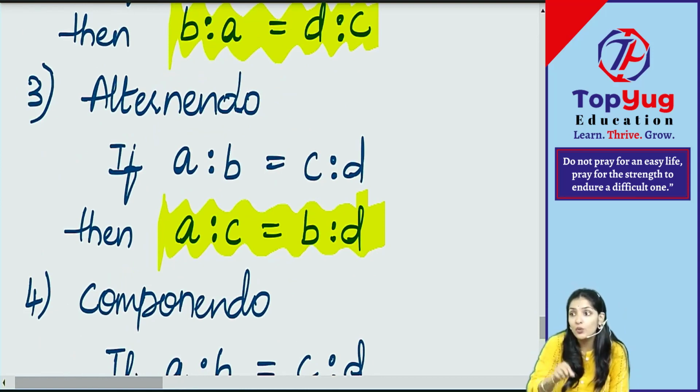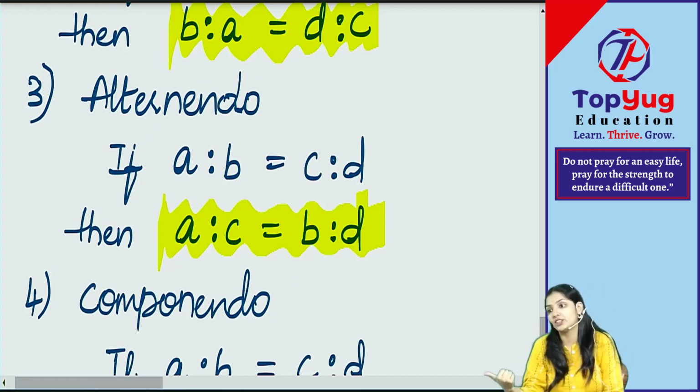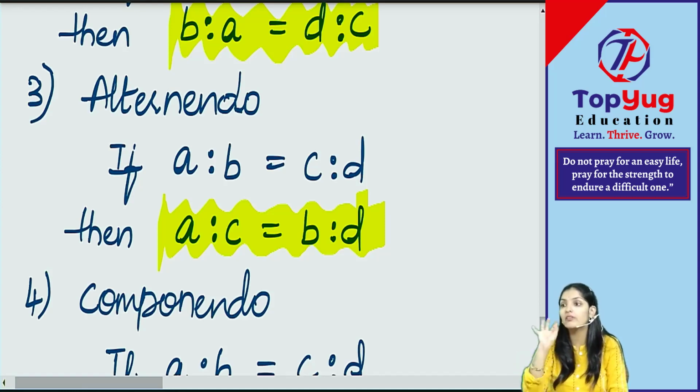In alternando, what happens? Only one term you will replace with the other term of the second ratio. Means the second term of the first ratio is replaced with the first term of the second ratio. A is to B is equal to C is to D we write. In alternando we write A is to C equal to B to D. Alternate, only one term changing.